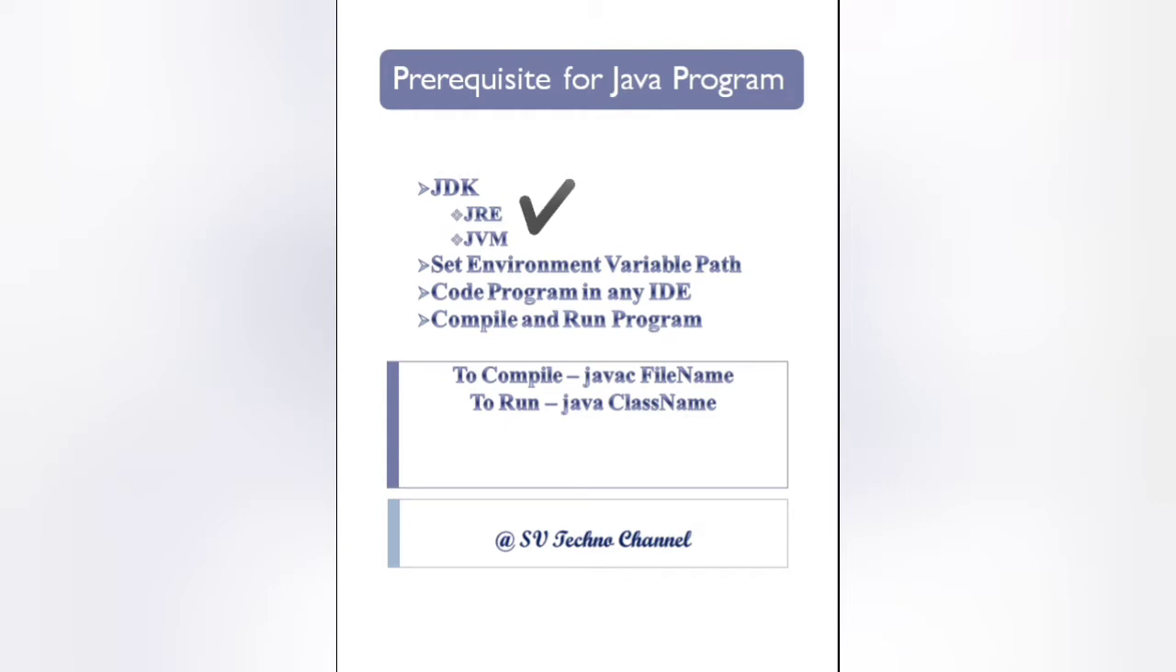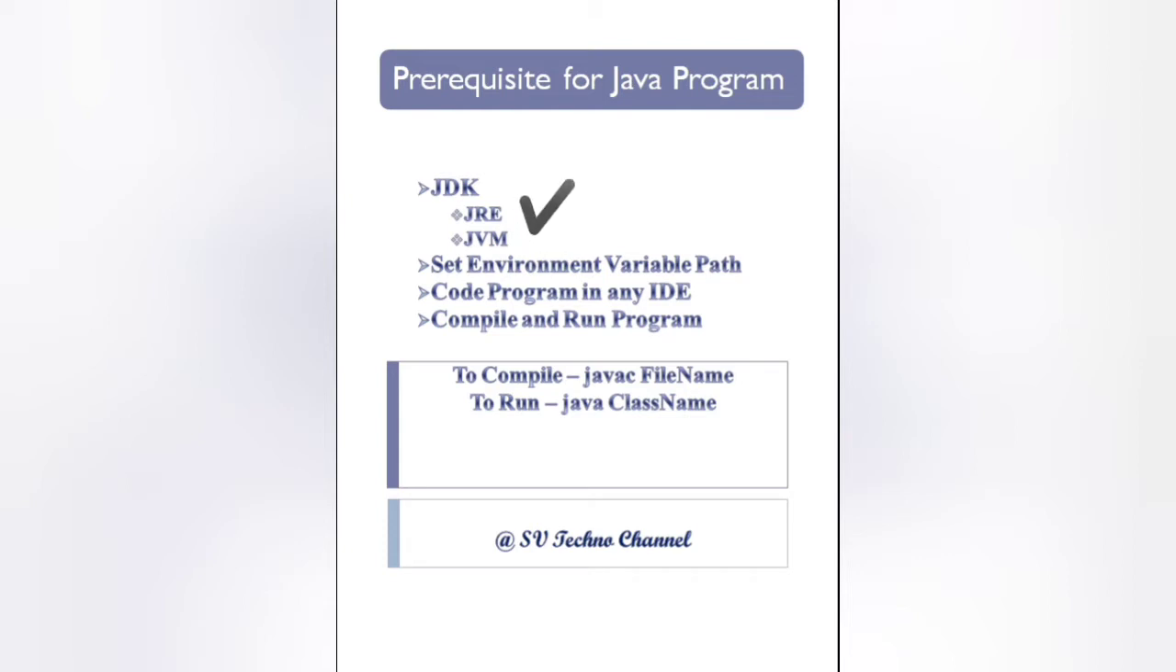To write and run a simple Java program, first you need to download and install the Java Development Kit. It is short form of Java Standard Edition Development Kit. The JDK mainly contains two things. First one is the JRE and another one is the JVM.